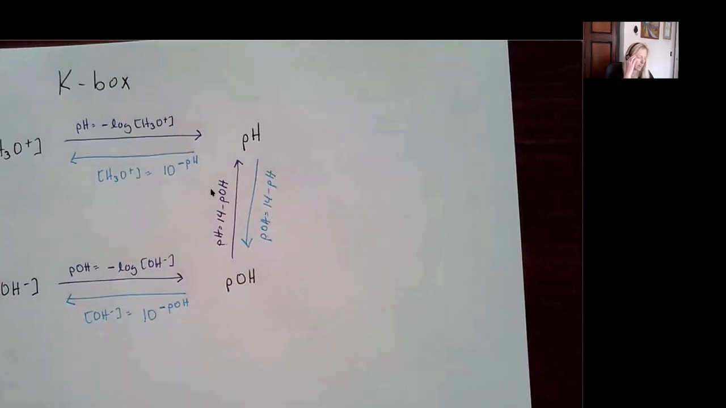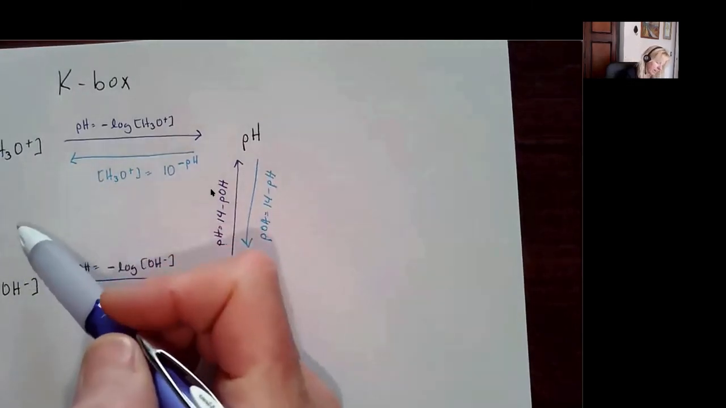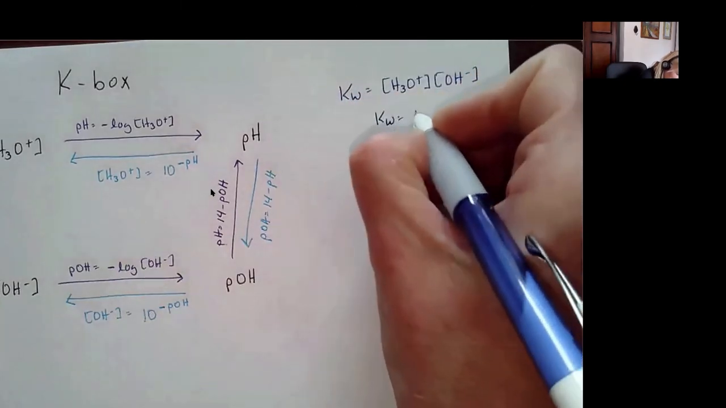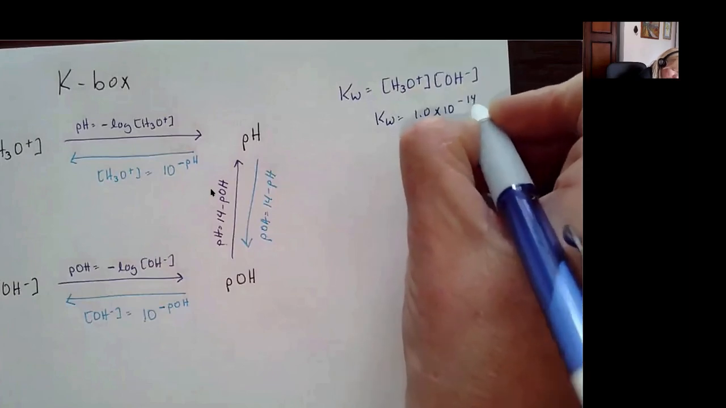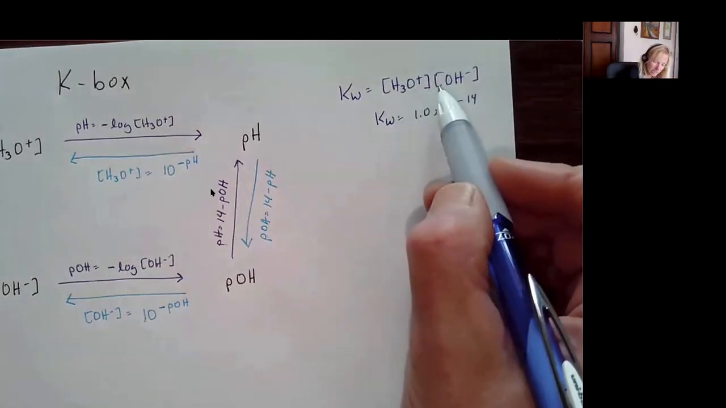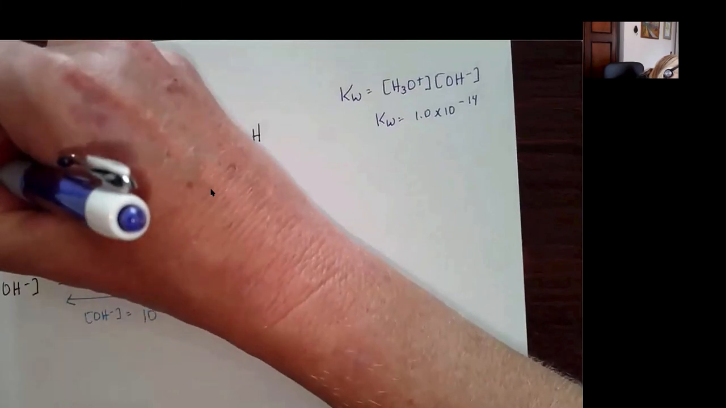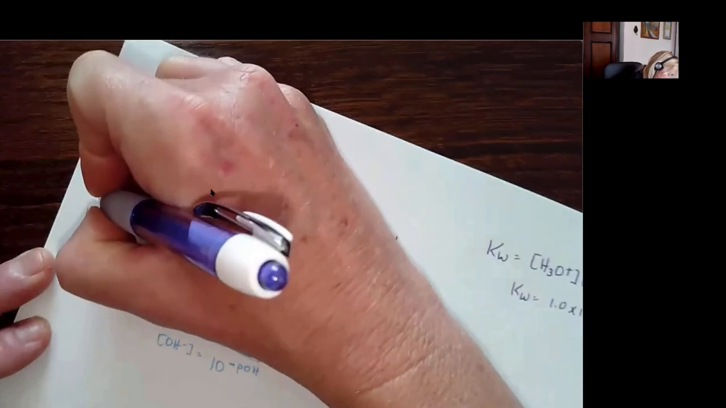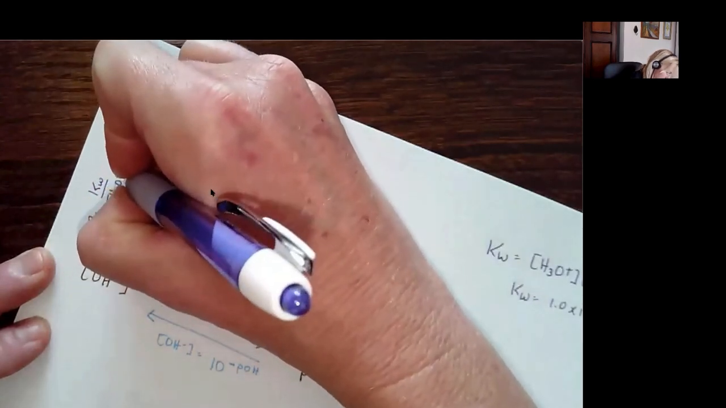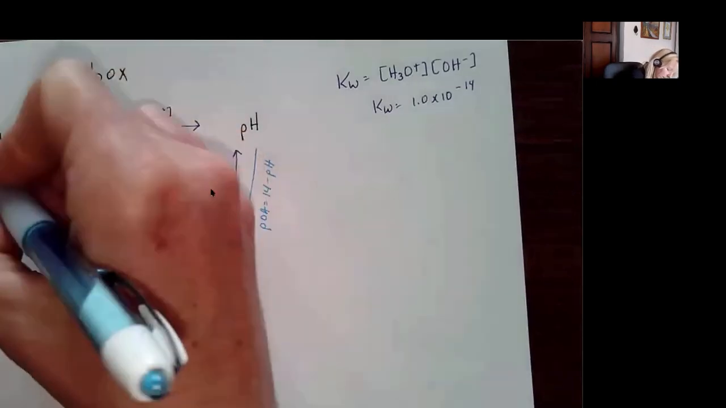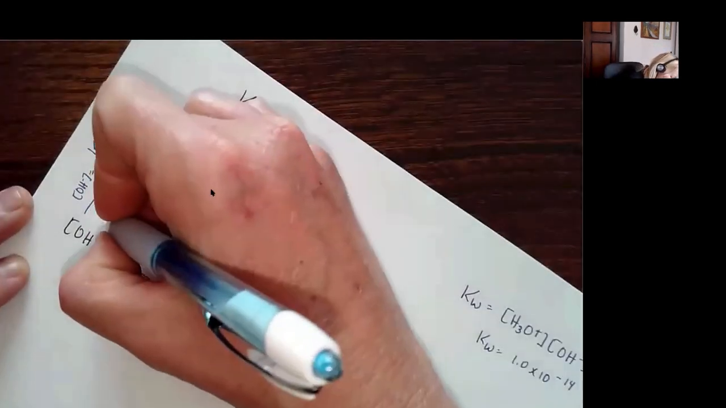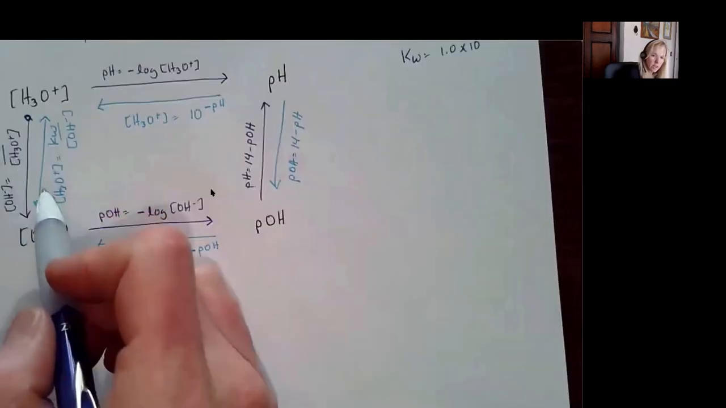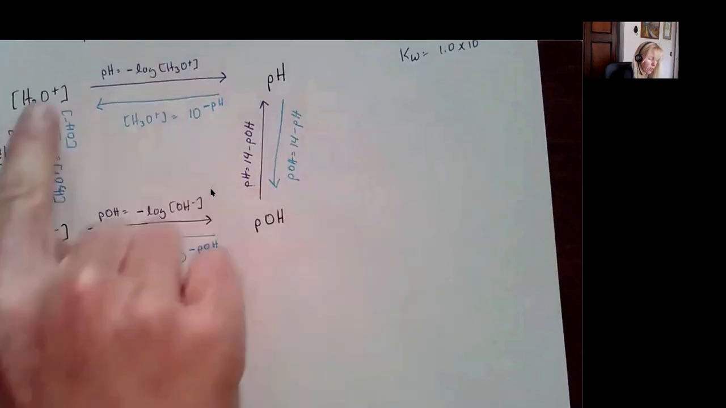And lastly, I can convert between these because I have this auto-ionization constant for water, and Kw, remember, is 1.0 times 10 to the minus 14. So this allows me to toggle between these two as well. If I want to go from OH minus to H3O plus, OH minus is equal to Kw divided by the hydronium ion concentration. So I can go that way. And I can also go this way, where my H3O plus is equal to Kw divided by OH minus. I can use this K-box to go any way I want to.